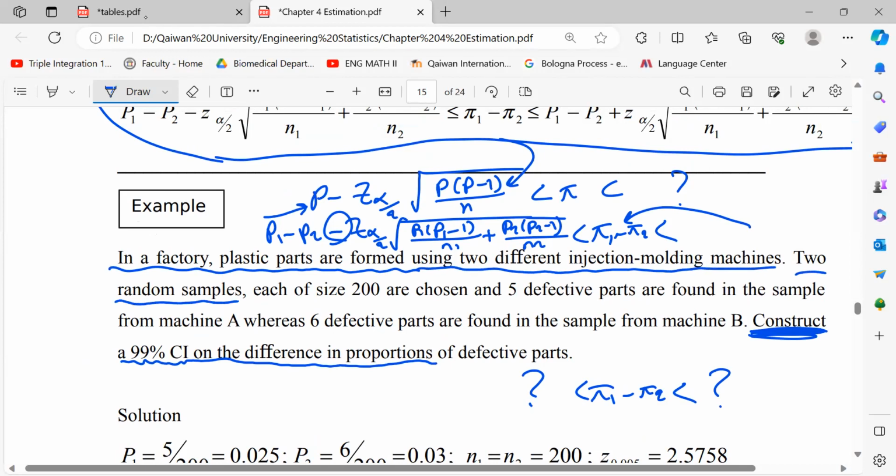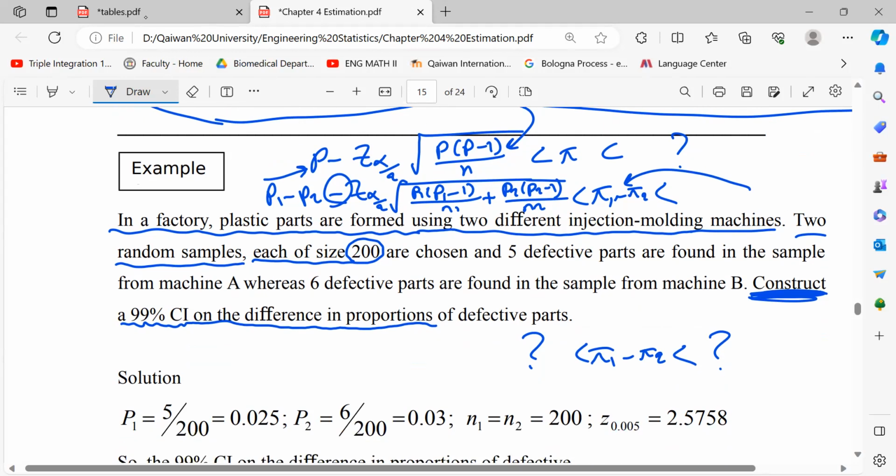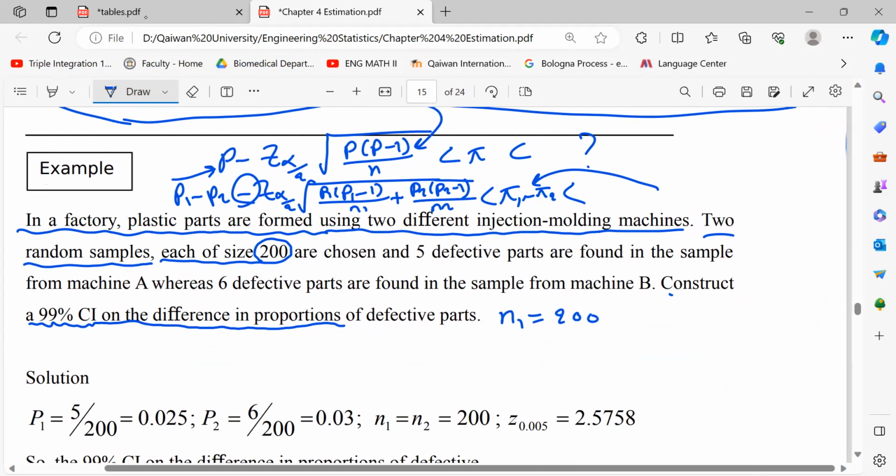Two random samples, each of size 200. Look, we have two samples, both have the same size, which is 200. Means n1 and n2 are both 200. Let's write down the given information. You see n1 is 200, and also n2 is 200.